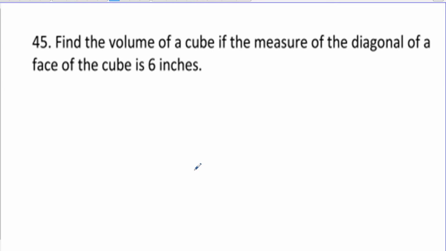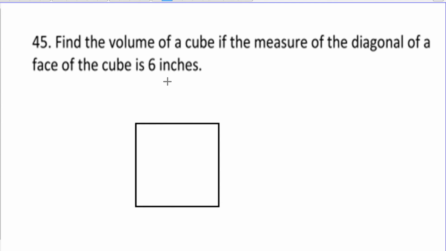The volume of a cube if the measure of a diagonal is 6. Okay, so cubes have faces that are squares. So I'm going to draw a square so I can label it. Okay, so here's my square. So they're saying the diagonal of a face, so the diagonal of one of these squares is worth 6. So let's say this is 6.